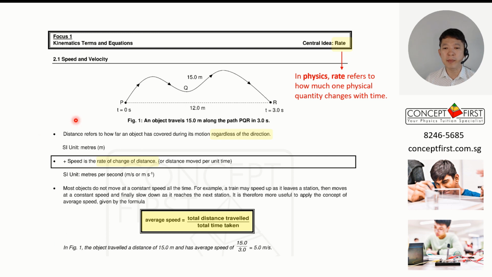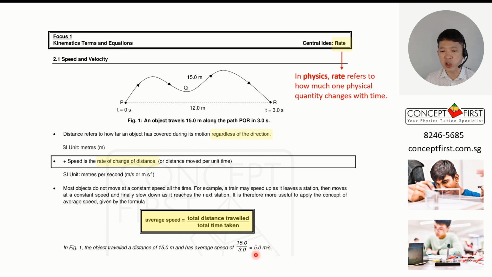Now very quickly, come back to Figure 1. Total distance is 15.0 meters, time taken 3.0 seconds. We can calculate the average speed to be 5.0 meters per second. Now, what does it really mean? Okay, because truthfully, when I tell you this journey, 15 meters in 3 seconds, we do not know at which point did it stop, did it go slowly, or did it go really fast. We do not have information. So all we have is take the 15 meters divided by the time, we got 5.0 meters per second.